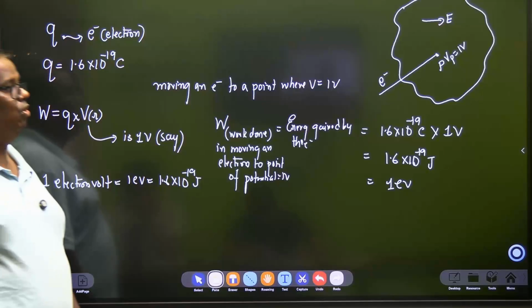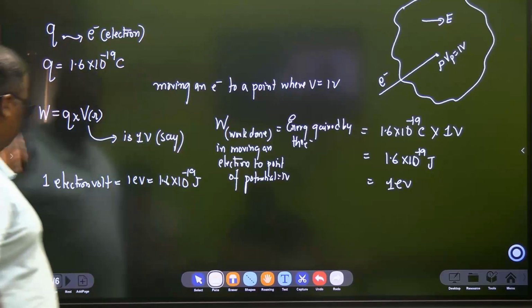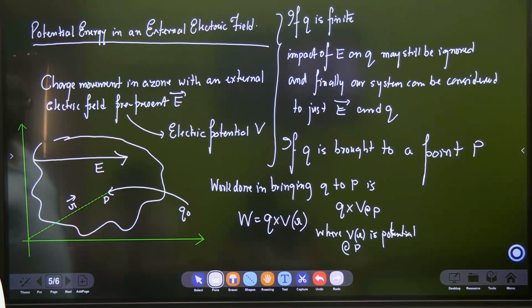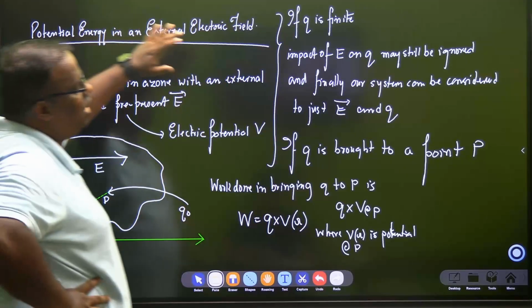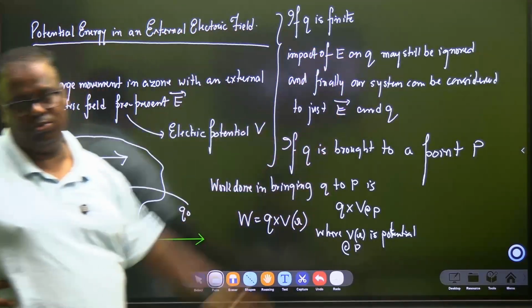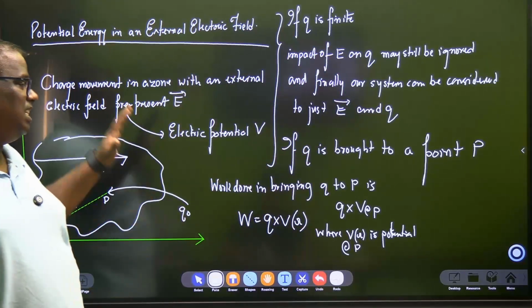One electron volt, right? So see once again, what is the analogy of this? You're trying to find potential energy in an external electric field. How is it different from what we studied so far? So far, whatever we studied, there was no external electric field. If there were some charges present there, the electric field was only due to those charges. Now, there is an external electric field.